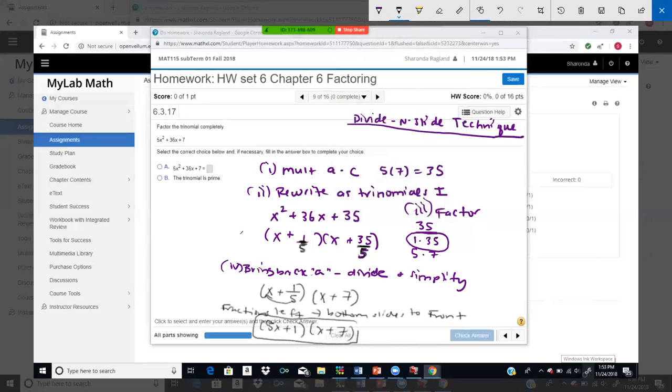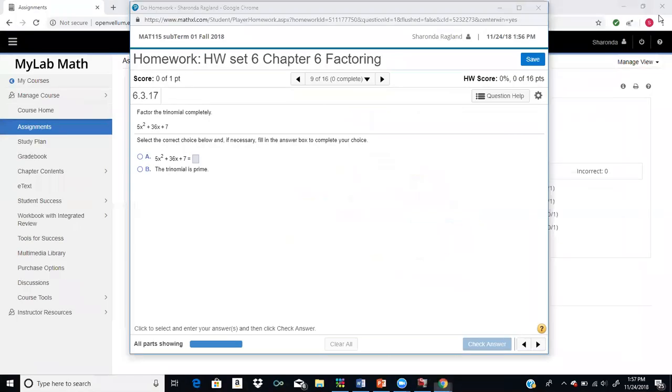Now, the thing is, sometimes A times C may be a bigger number to deal with. And so you may want to factor by trial and error, or you may want to use the divide and slide technique. So either one works. Good. All right, so that's dealing with trinomials 2.